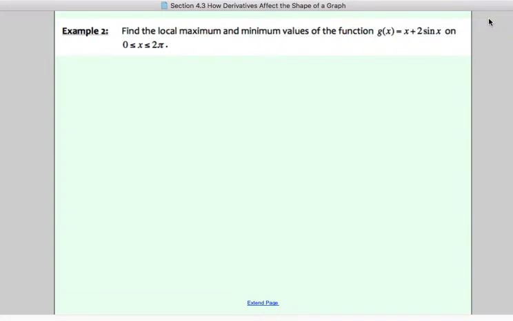All right, so here's an example. Find the local max and local mins of the function g of x on 0 to 2 pi. So since it's telling me 0 to 2 pi, I know I must be in radians. So I'm going to go ahead and find my critical numbers by taking the derivative. So g prime is 1 plus 2 cosine of x. Now we're going to go ahead and set that equal to 0.